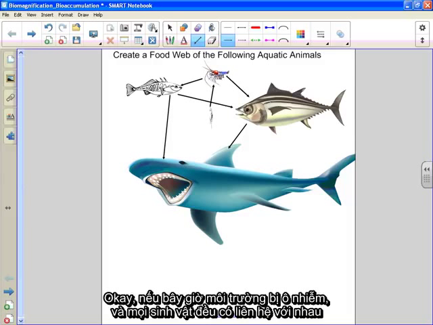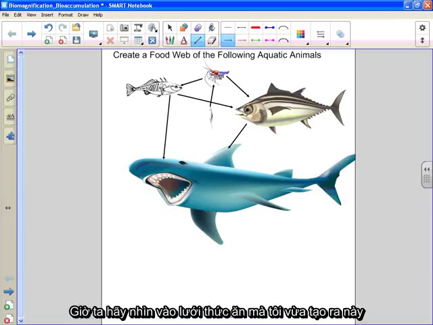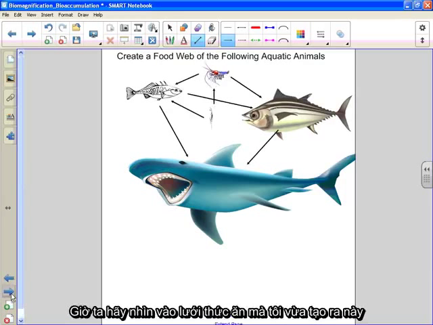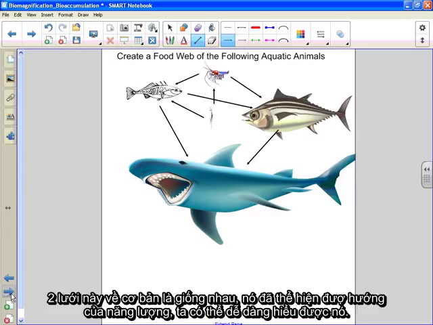Okay. Now, if there is pollution in this environment, since everyone is interconnected, everyone is going to get a part of it. Everyone's going to get a part of that pollution because everyone is consuming each other. They're all connected in form of energy. So when we look at a possible food web, this is kind of what I created. And it's basically the same thing. It just shows energy flow. So we got that down.